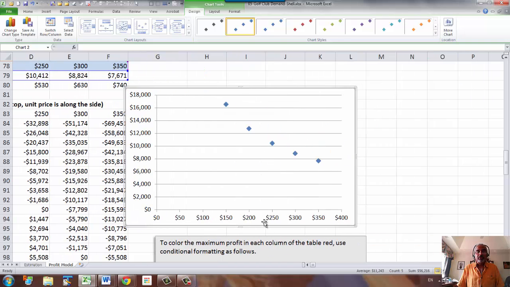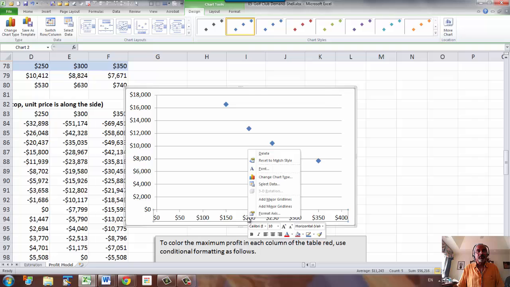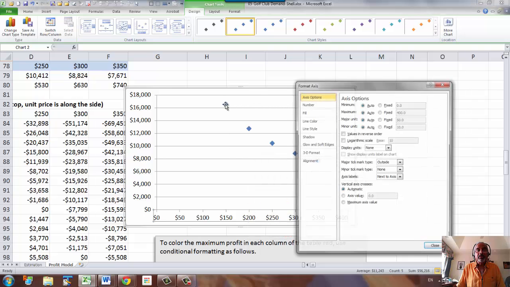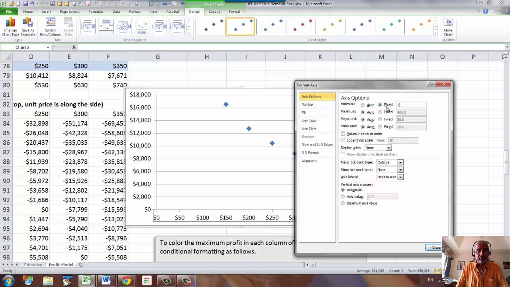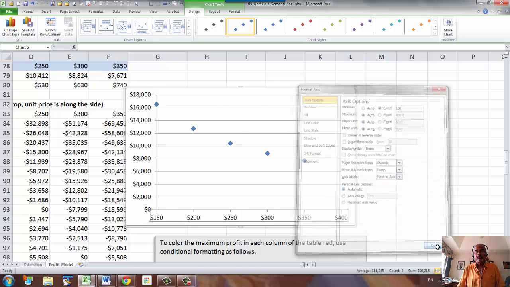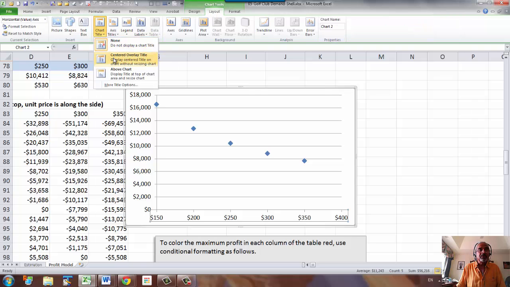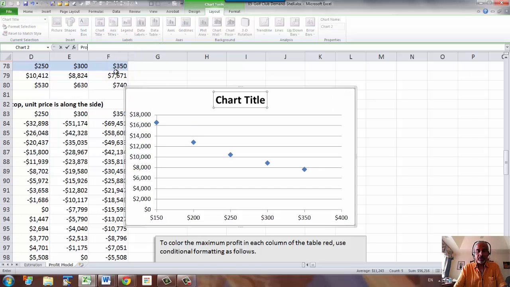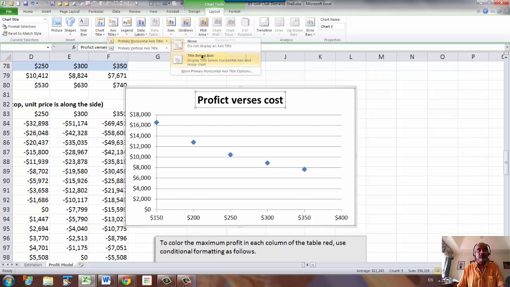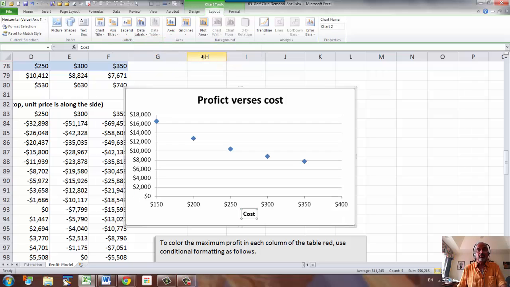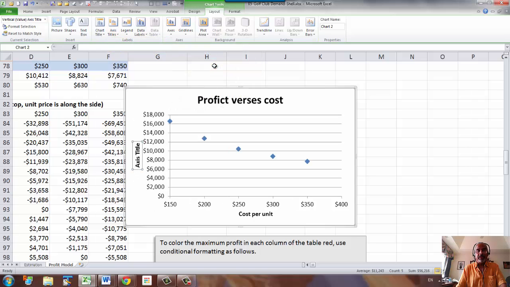And now let's see, so this goes from 150, and we'll put some titles. This is profit versus cost. X-axis is cost per unit, y-axis is profit.